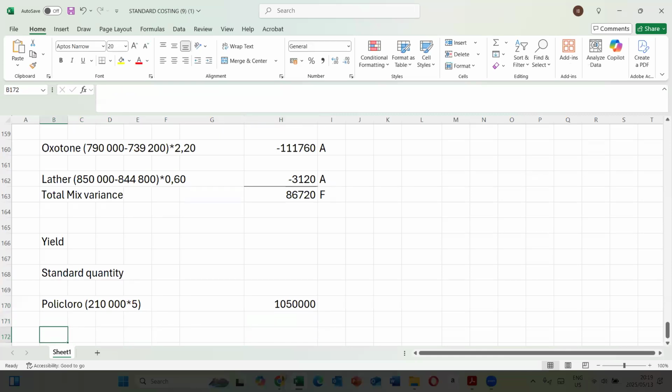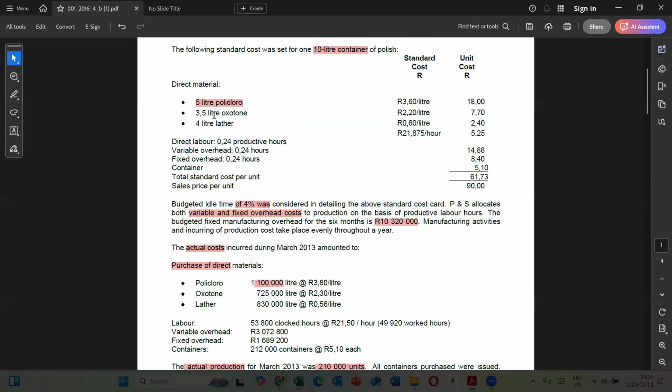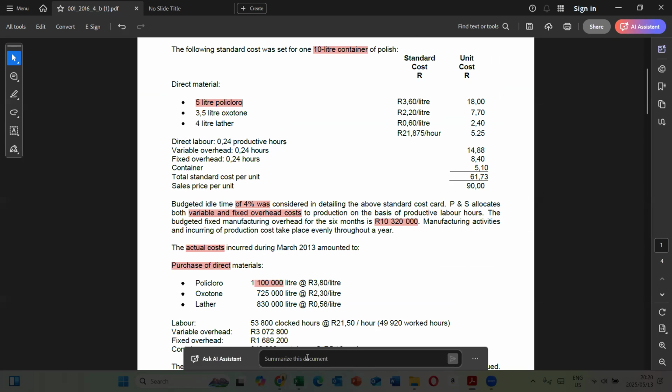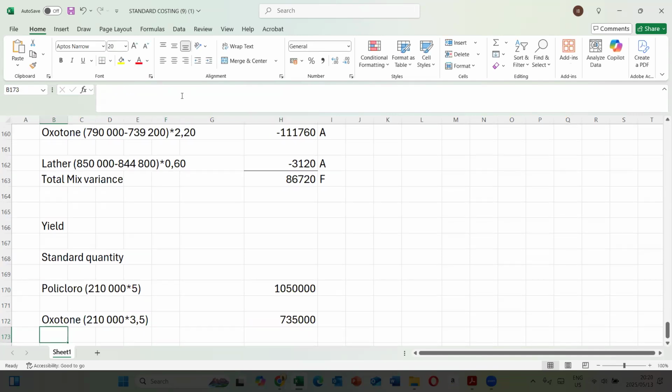All right, then we have oxton. So we have 210,000 units that we actually manufactured and produced. Then you multiply that by the quantity per unit. The standard quantity per unit is 3.5 liters. So multiply with 3.5. That's what will give us our standard. So times 3.5 takes us there.